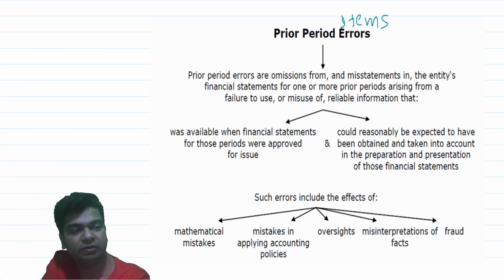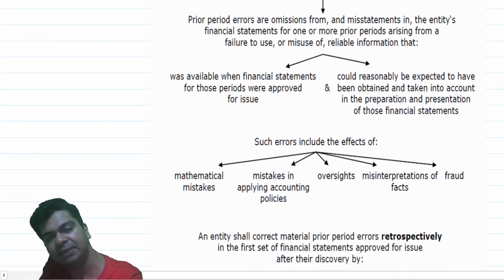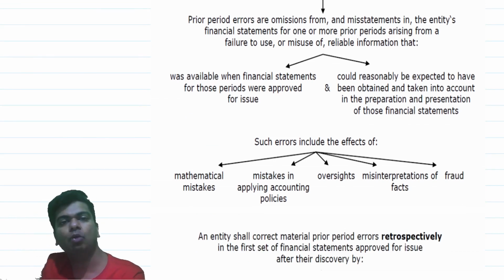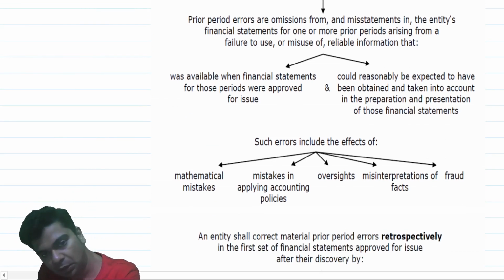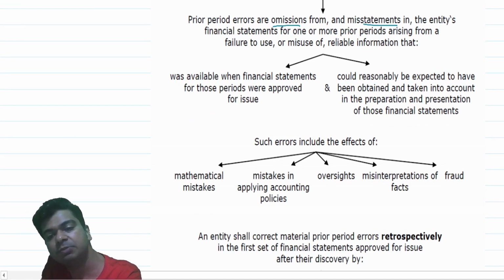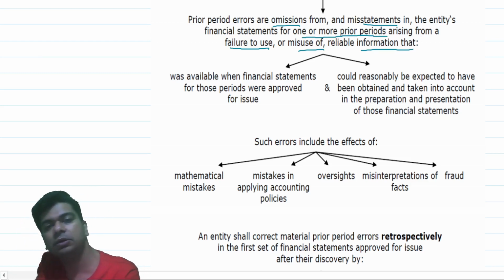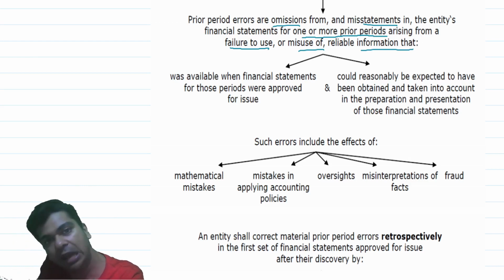First of all, let us be clear with the meaning. As I said, the meaning is more or less the same. The choice of words in the definition is different, but ultimately the outcome is the same. Prior period errors are omissions from or misstatements in the entity's financial statements for one or more prior periods, arising from a failure to use or misuse of reliable information. Information was already available as on the balance sheet date, but you failed to use that information or you misused the information. Both of them will give rise to a prior period error.